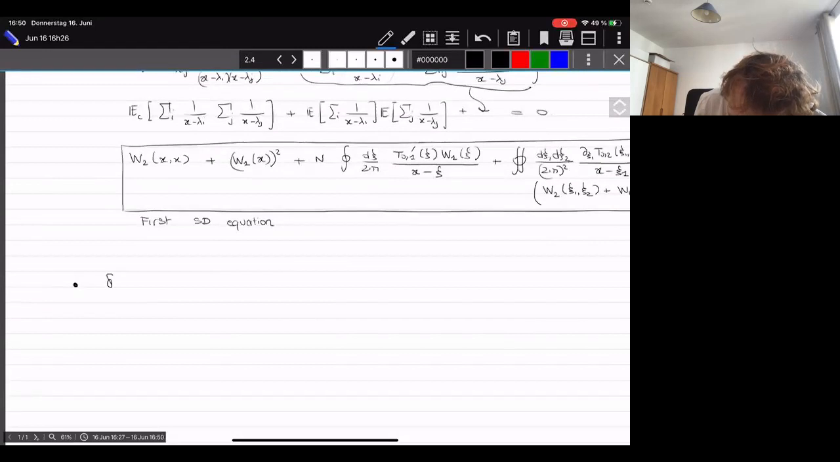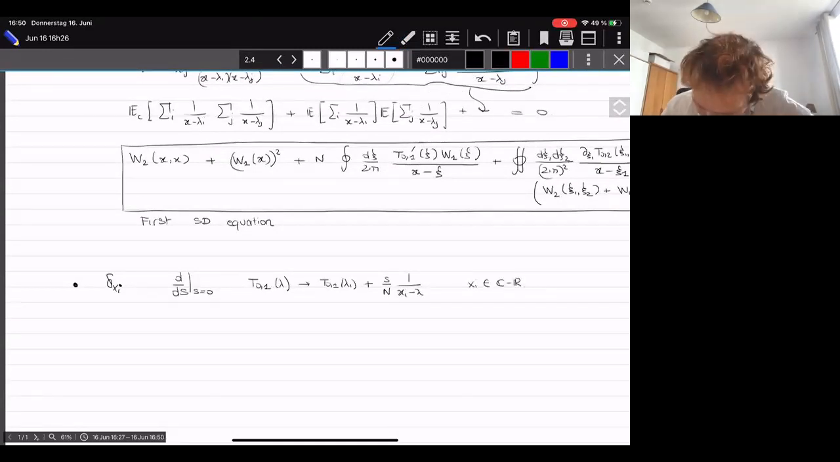So you can define an operator delta xi, which is formally d over ds at s equals 0, when you change the t01 to be t01 lambda I minus s over n, sorry, plus s over n 1 over xi minus lambda. I don't like the lambda I, so I just put lambda. So if you formally do this change.